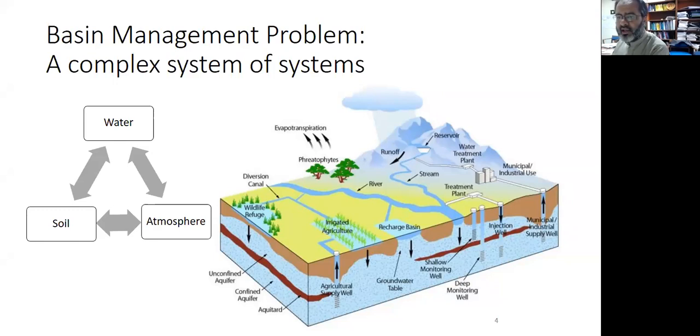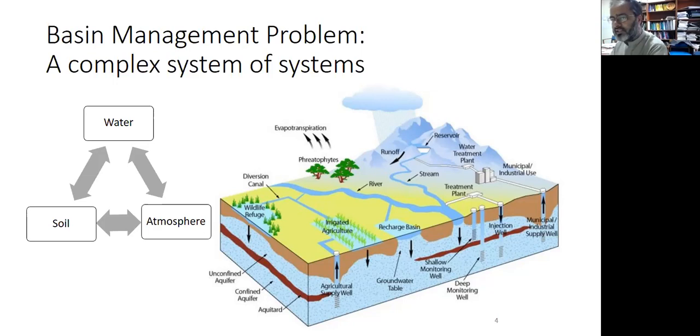What are the physical processes involved in managing this basin? And then what kind of engineering solutions, institutional changes, et cetera, can you do to manage this basin better? And this is not just science that we are talking about. Every discipline imaginable is related to this.